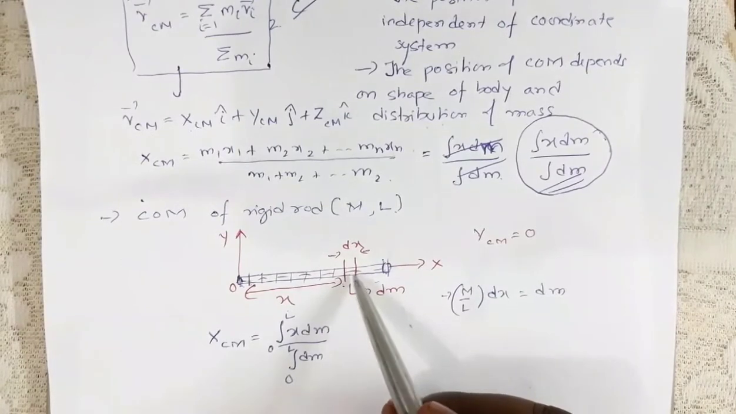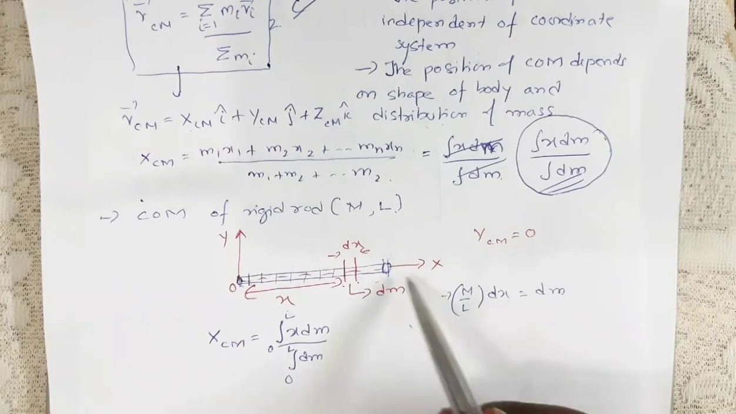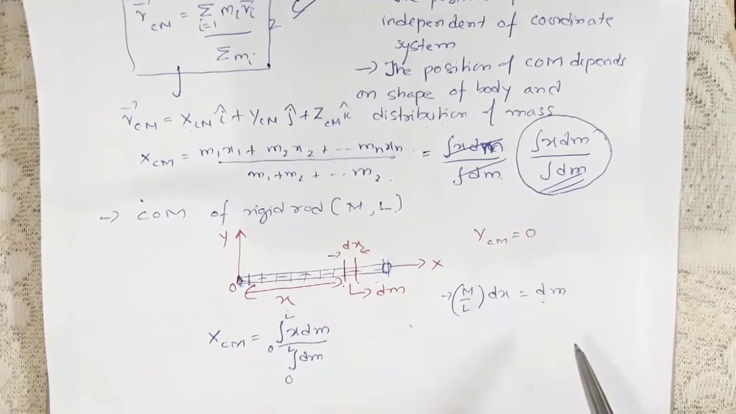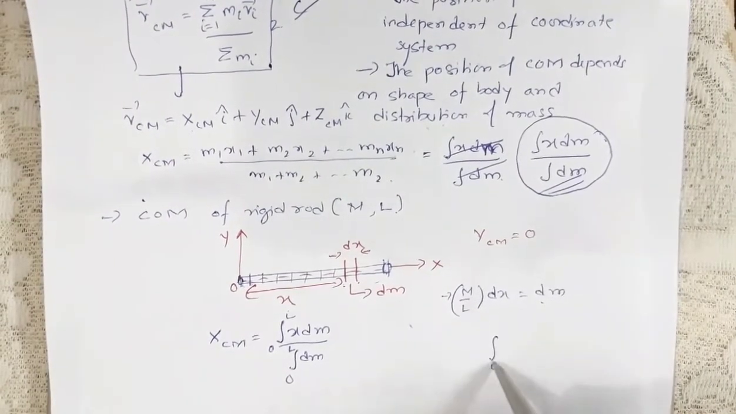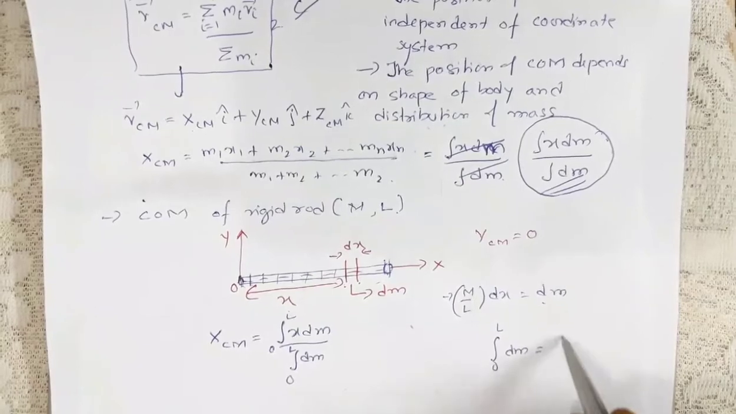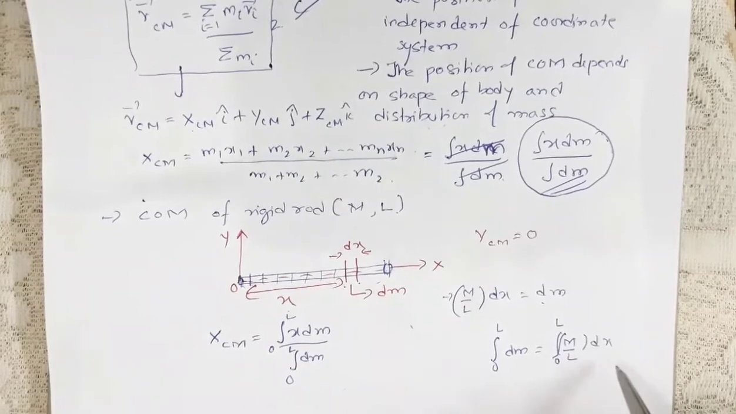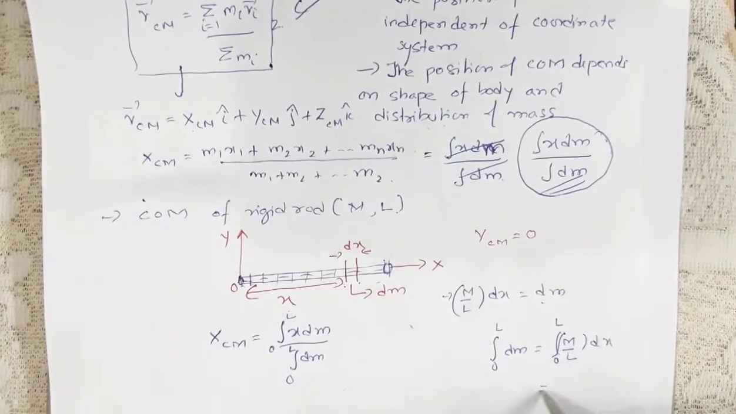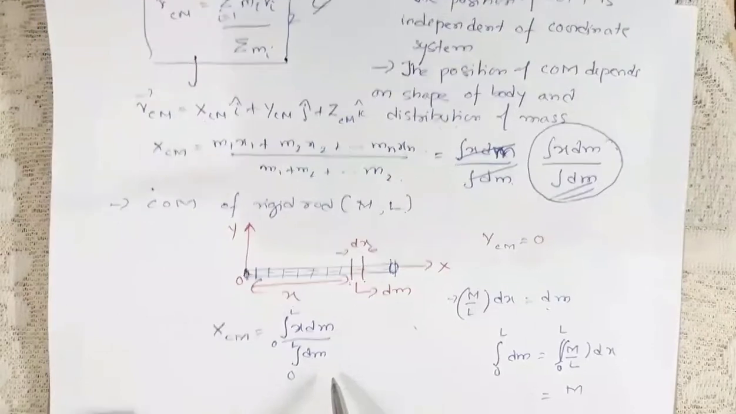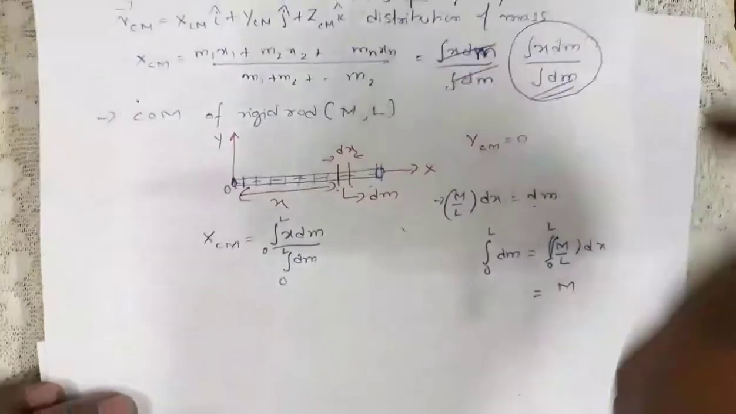Dm is the mass of this element. M by L is the mass per unit length. So mass per unit length into length of the small element is equal to mass of the small element. So instead of dm, I can write this expression. So integral 0 to L dm is equal to integral 0 to L m by L dx. So if you integrate dx between the limits 0 to L, you get L. So L cancels out and you have m. Okay. So this way you can check whether your proceeding is correct or not.